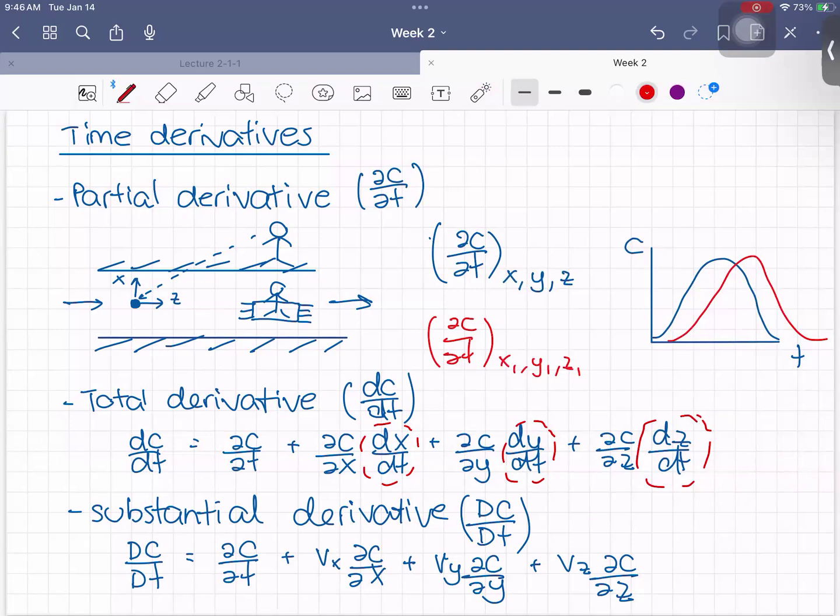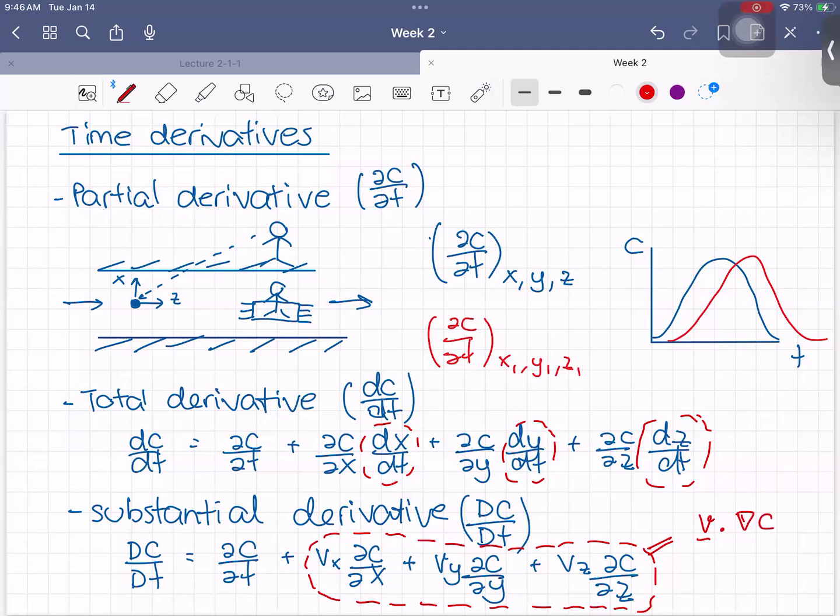To rewrite this equation and make it shorter, let me show you right here. Circle this term here. You can see that what I'm circling right now is a summation of Vx dc by dx plus Vy dc by dy and Vz dc by dz, which is actually equal to V dot del C.